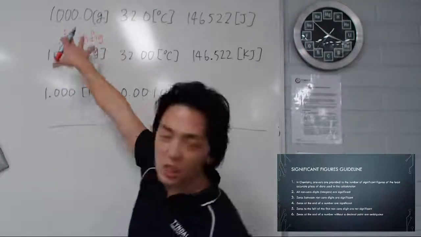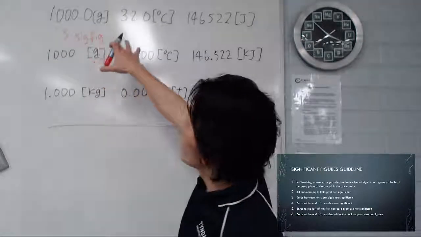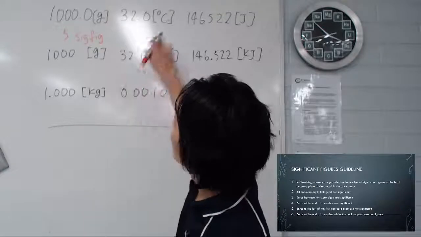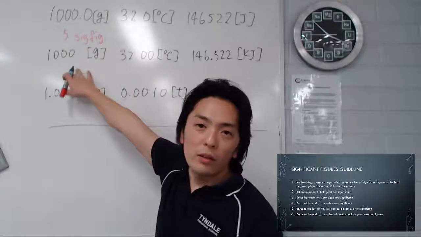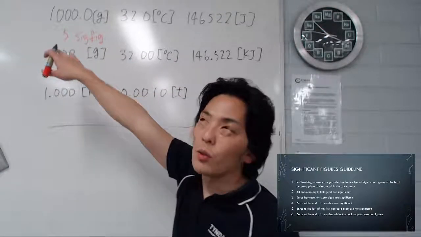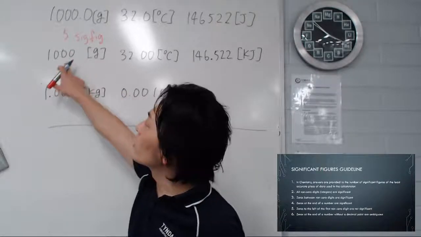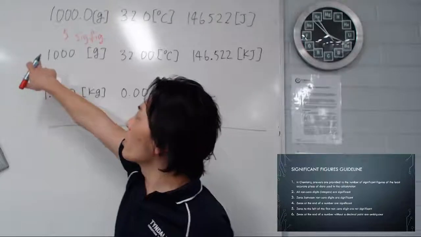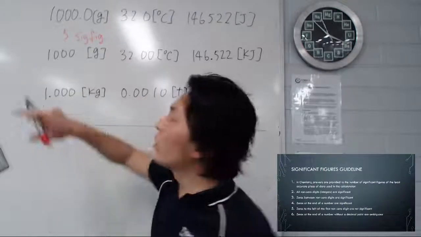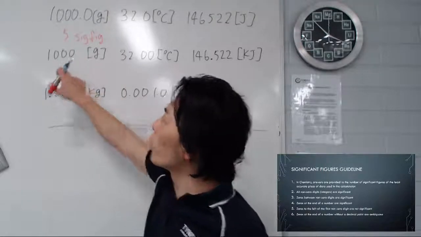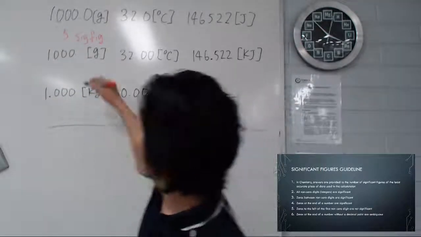You might see sig fig as its acronym, or just SF. I might start using SF here. How about 1000 gram? Now it's a bit arguable because there is no decimal point here, so it's ambiguous, isn't it? So someone might be saying it's just one significant figure, or could be saying, no, they are all integers. So 1, 2, 3, 4. So it could be 1 or 4.